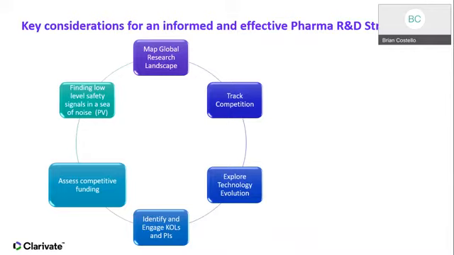So what can you really do in order to have an informed and effective biomedical or pharma research and development strategy? You can map the global research landscape, track competition, explore the technology evolution, identify and engage with KOLs and principal investigators, assess competitive funding, and find low-level safety signals in a sea of noise. That's for pharmacovigilance.